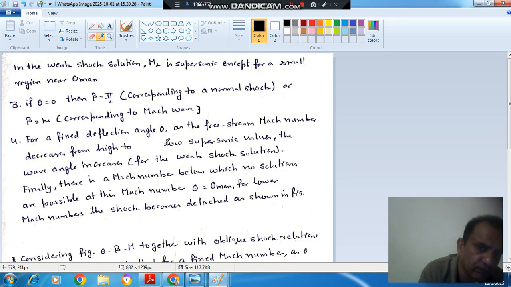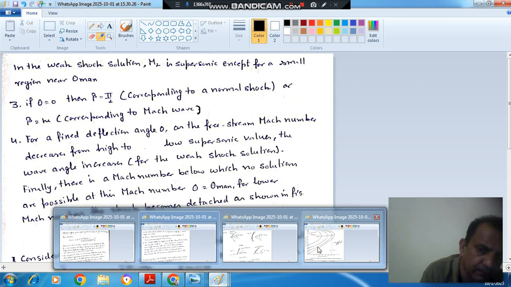For a fixed deflection angle theta, as the free-stream Mach number decreases from a high to a low supersonic value, the wave angle increases for the weak shock solution. Finally there is a Mach number below which no solution is possible; at this Mach number theta is equal to theta max. For lower Mach numbers, the shock becomes detached, as shown in the figure.